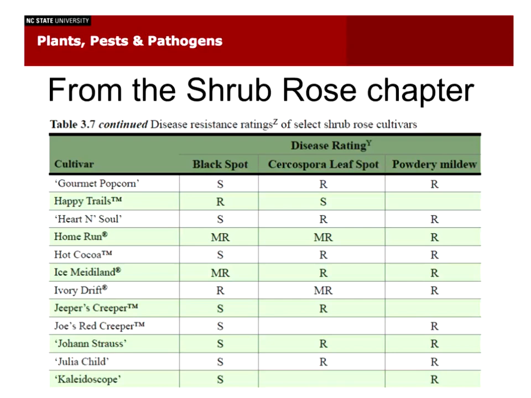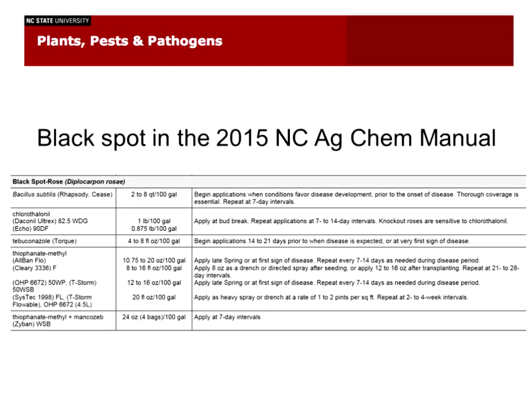In that we can find a large table, this is just a section of it, giving disease ratings for black spot, Cercospora leaf spot, and powdery mildew. So you notice in this case here, Gourmet Popcorn is susceptible to black spot, but resistant to Cercospora, whereas Happy Trails is the reverse, resistant to black spot and susceptible to Cercospora. So consult that for further information.